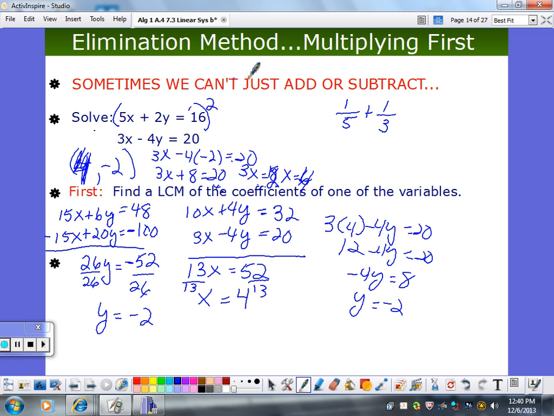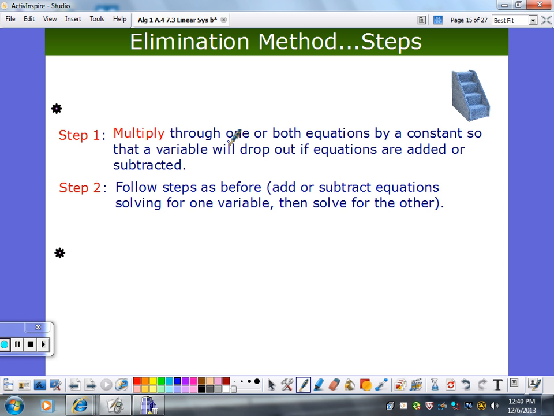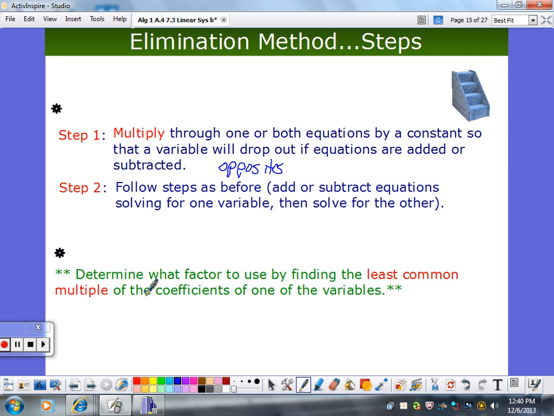Multiply through. Sometimes you have to multiply both, like when we did the 3 and the negative 5. Sometimes you only have to do one of them, and if you're lucky, maybe you don't have to do it at all. What are the steps? Multiply through one or both equations by a constant so that a variable will drop out if equations are added or subtracted, right? You want to make opposites. Once you've done that, follow the steps from last time: add or subtract equations, solve for the one variable, plug back in to get the other, and check your results. Least common multiple is how you'll know how to drop one out.